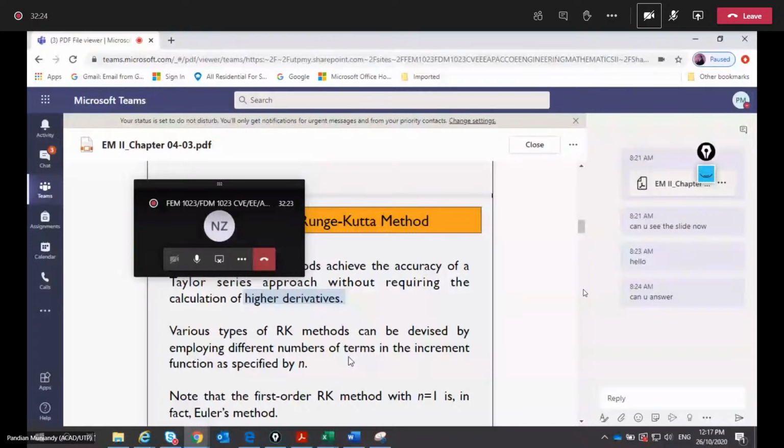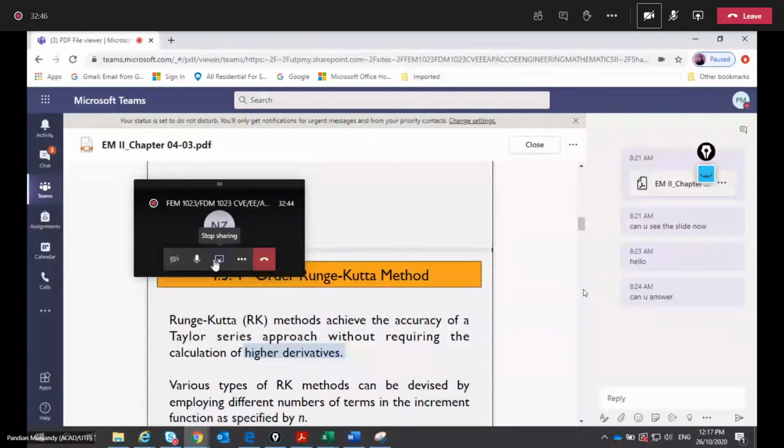So various types of Runge-Kutta methods can be devised by employing different numbers of terms in the increment function as specified by n. This n is what we are referring to here as the order, nth order.